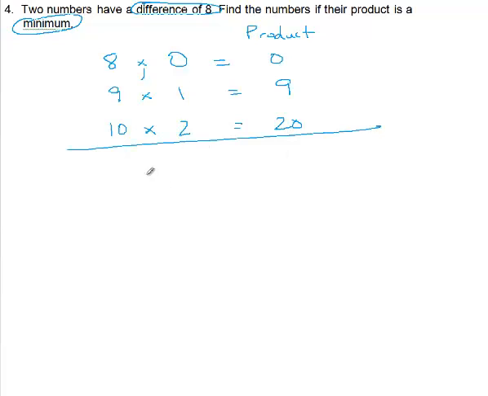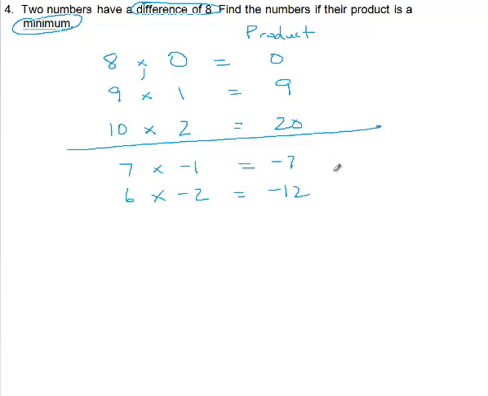Now, let's try some negative numbers that differ by 8. 7 and what? That would be negative 1, wouldn't it? Remember, 7 minus negative 1 is 7 plus 1, which is 8. So those two numbers differ by 8. When we look at those numbers, 7 times negative 1 is negative 7. 6 times negative 2 is negative 12.